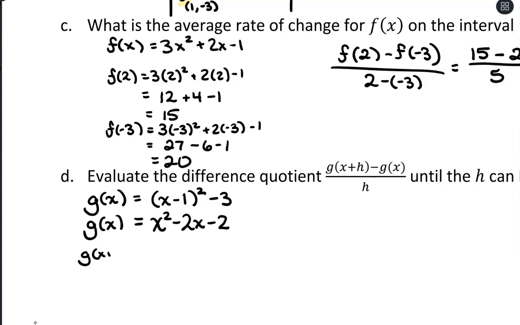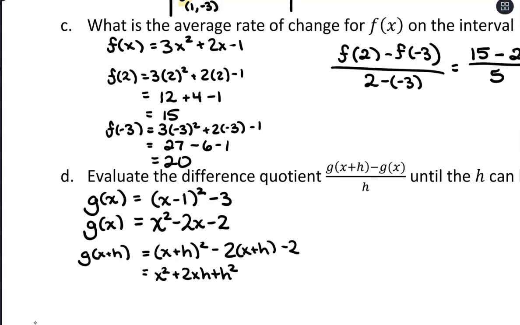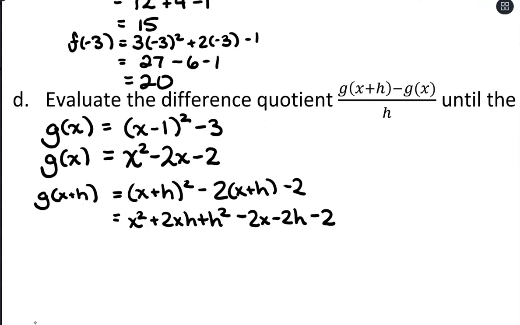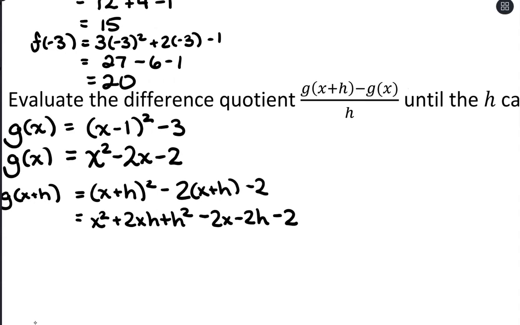So if we want g of x plus h, we're going to need to do x plus h quantity squared minus 2 times x plus h minus 2. So we're going to have an x squared plus 2xh plus h squared from that expanded squaring. Distribute the negative 2, and we still have a minus 2 at the end there. And nothing combines, so it would stay just like that. So for g of x plus h, let's plug in everything we just found there. So x squared plus 2xh plus h squared minus 2x minus 2h minus 2.